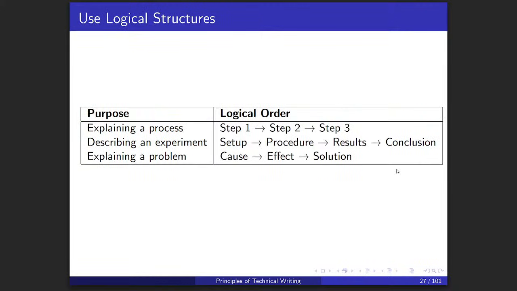Now use logical structures. If you want to explain a process, then step 1, after that step 2, then step 3. If you are describing an experiment, you need to explain the setup, then the procedure, after that the results, and at the last the conclusion. If we are explaining a problem, first we need to explain what happened, what is the cause of the problem, then what is the effect of the problem, then what is the solution to the problem. This is how logical structures look in technical paper writing.